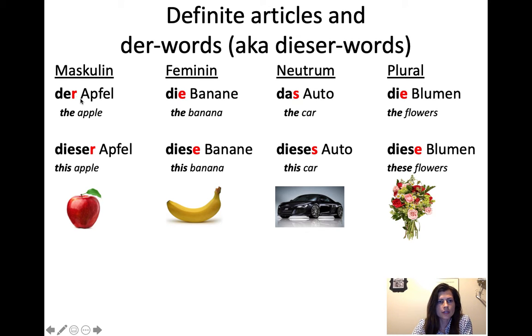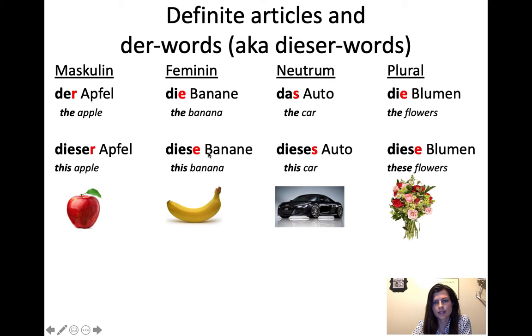So we look at der Apfel, masculine, which means the apple, der Apfel in the nominative. And when you say dieser Apfel, that means this apple. Instead of the apple, we're saying this apple. And it's got that R at the end to match the R from der. Der Apfel, dieser Apfel. And if we have feminine, die Banane, the banana. But if we say diese Banane, then it is saying this banana instead of the banana. And you see how the E ending matches.